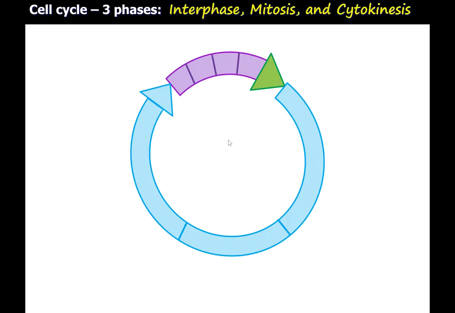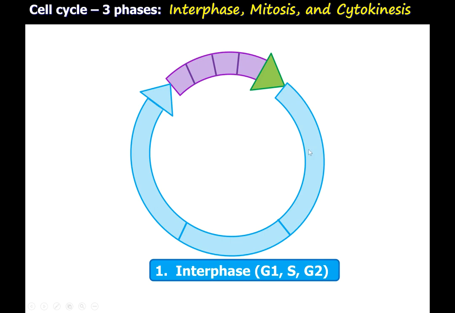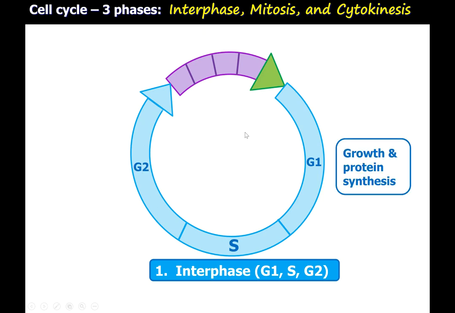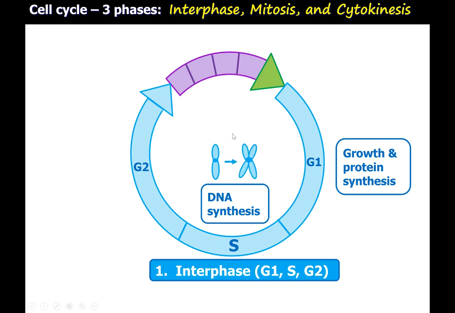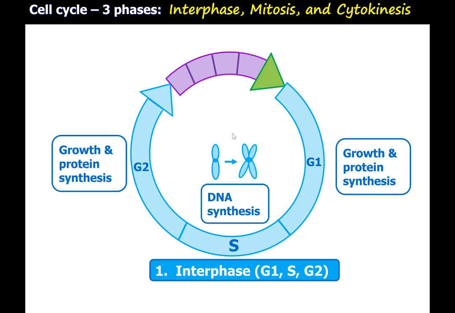The cell cycle has 3 phases: interphase, mitosis, and cytokinesis. Its longest phase, indicated by the longest arrow, is interphase. Interphase also has 3 parts, G1, S, and G2. During G1, growth and protein synthesis occurs. During S phase, DNA synthesis occurs, which means it changes from a single chromosome into a duplicated chromosome. In G2, more growth and protein synthesis occurs.